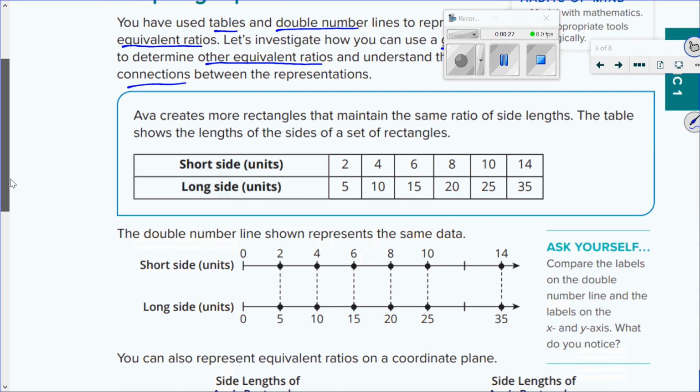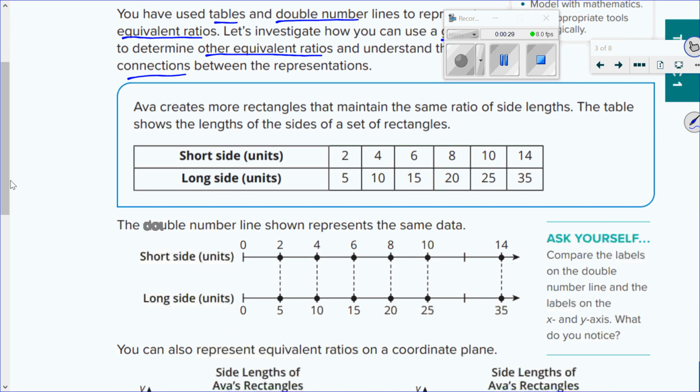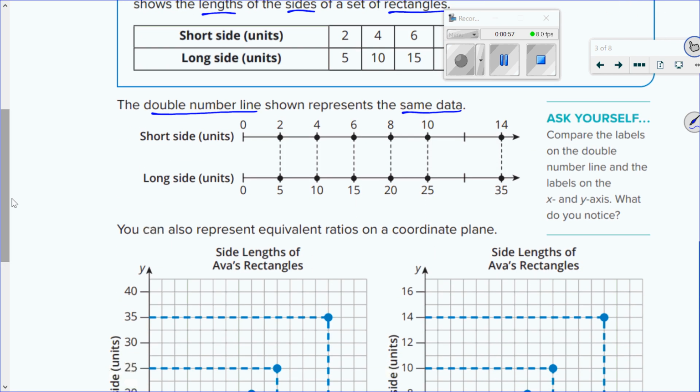They right away give us all three representations. So Ava creates more rectangles, so this is a continuation of the cutting exercise we did last class, that maintain the same ratio of side lengths. The table shows the lengths of the sides of a set of rectangles. So we have it in table format where we compare the short side to the long side. Then the double number line has the same data. You can also represent the equivalent ratios on a coordinate plane. So let's take a look at this really quickly.